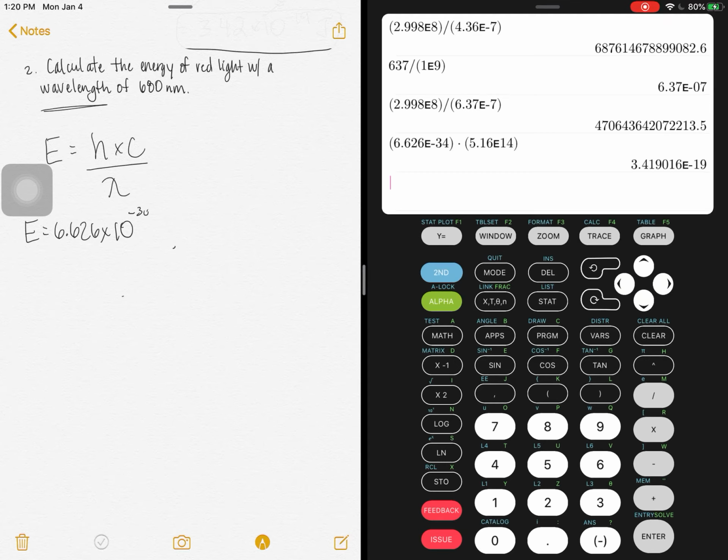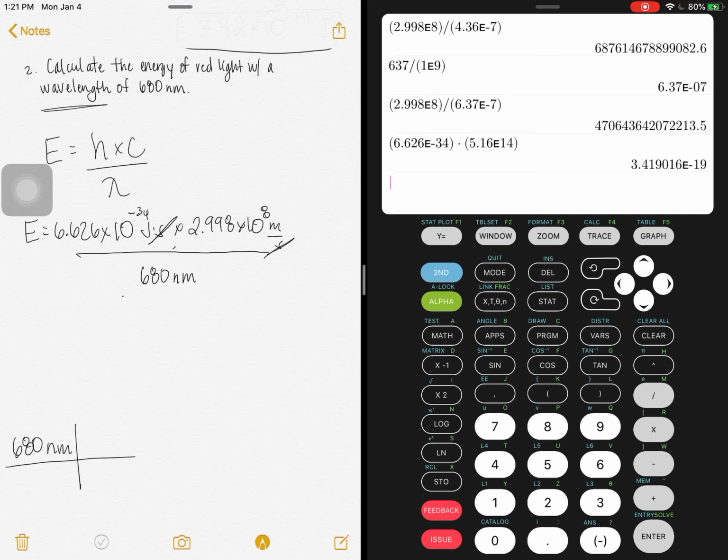Times 10 to the -34 joules times seconds, times C, that's the speed of light, 2.998 times 10 to the 8th meters per second, divided by lambda, which in this case is 680 nanometers. Now look at that for a second. Your seconds cancel. And nothing else cancels because this is wrong. And I hope you know why it's wrong. Again, I have meters and I have nanometers. So that part of your brain needs to be turned on in this chapter. You're always looking for, do your units jive?